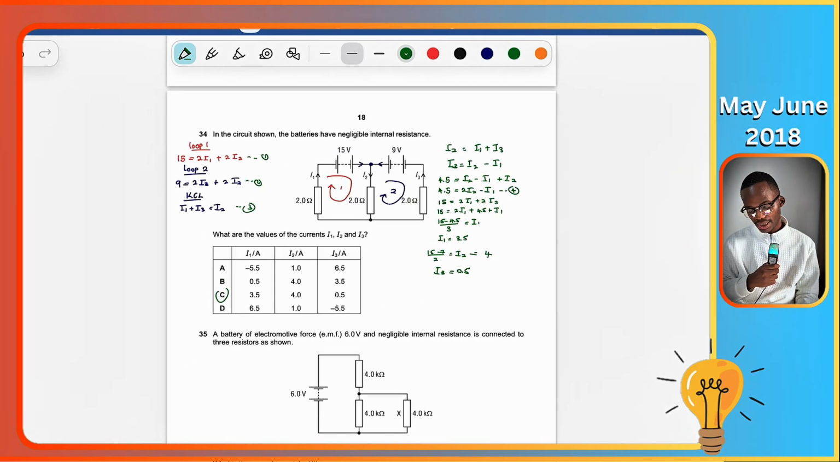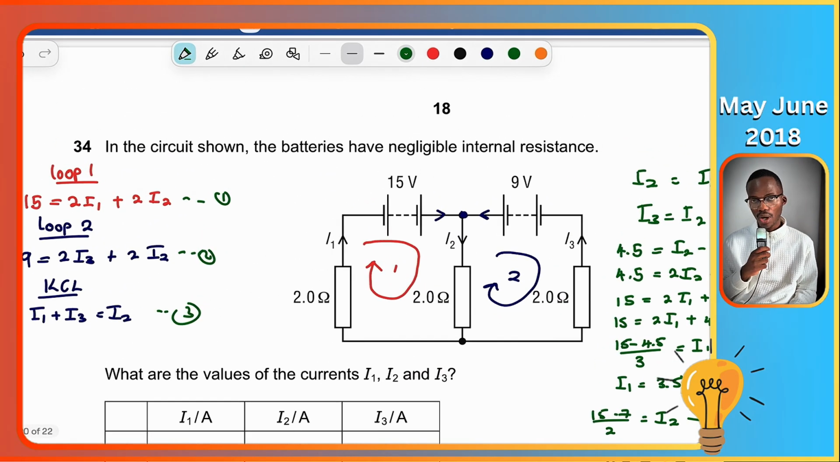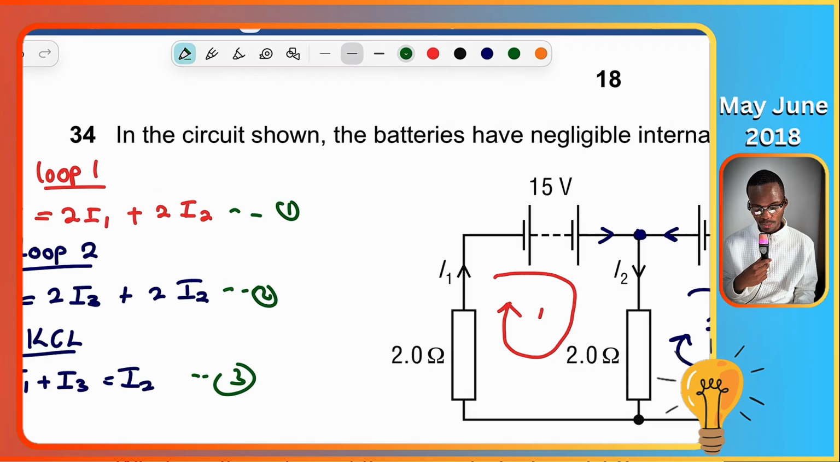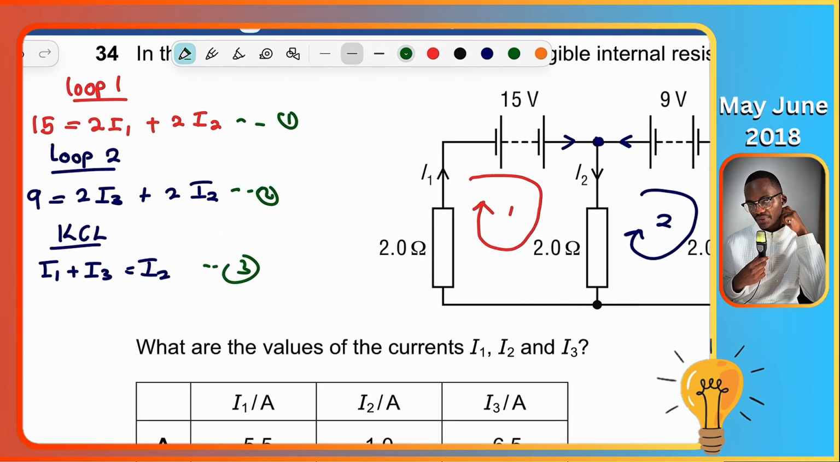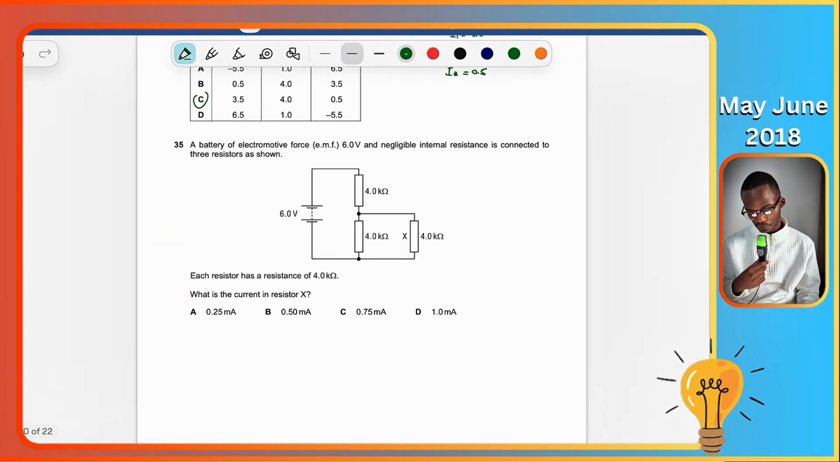Okay, so what we're doing here basically is creating two loops. You need to know how to use Kirchhoff's second law, which says within a closed loop, the sum of the potential differences is equal to the sum of the EMFs. So in this case, 15 should be equal to the sum of the potential drops that we experience in loop 1, then in loop 2. Then you apply Kirchhoff's first law, which is the current law, and then you combine all three to get your answer.